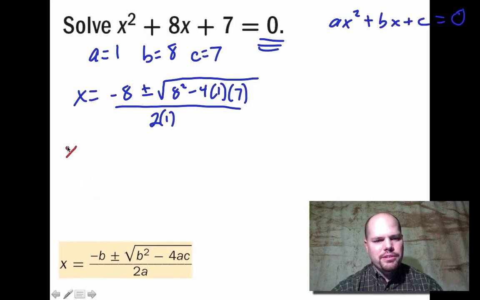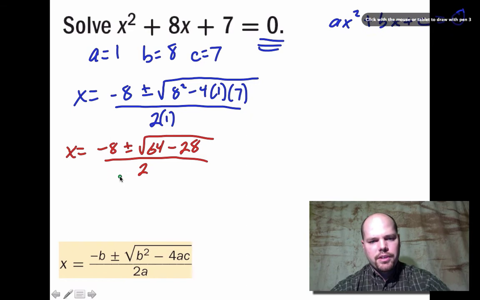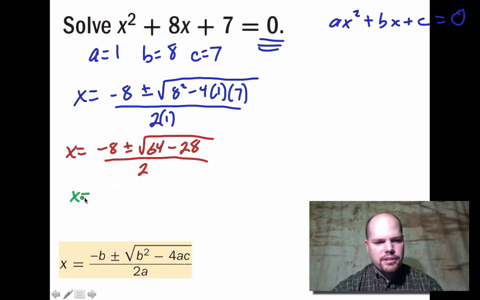You don't want to type all this in your calculator. You will need to use a lot of parentheses. You'll need the parentheses around the numerator, then around the denominator. Why not just simplify a little bit before you start using your calculator? So negative 8 plus or minus the square root of 8 squared is 64, 4 times 1 times 7 is 28, divided by 2 times 1, so divided by 2. Okay, so if you simplify piece by piece, you'll get these right the majority of the time. Sometimes you get them wrong, but you shouldn't. There's really no excuse for that.